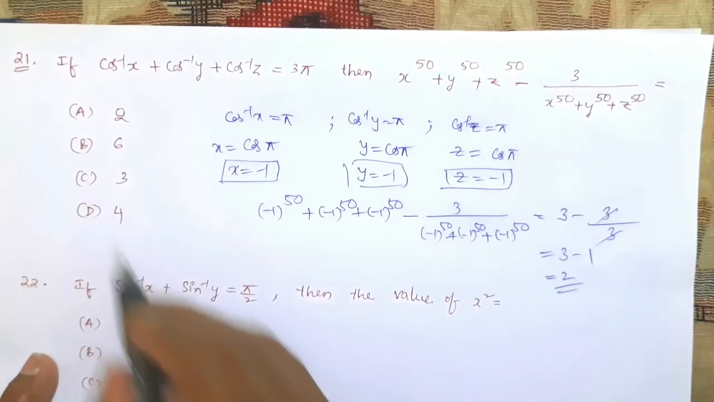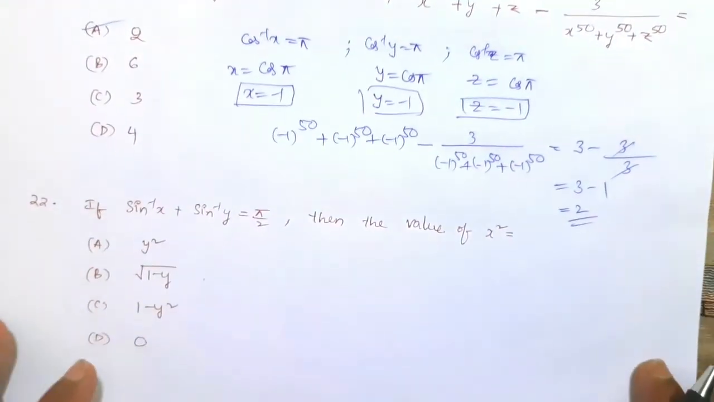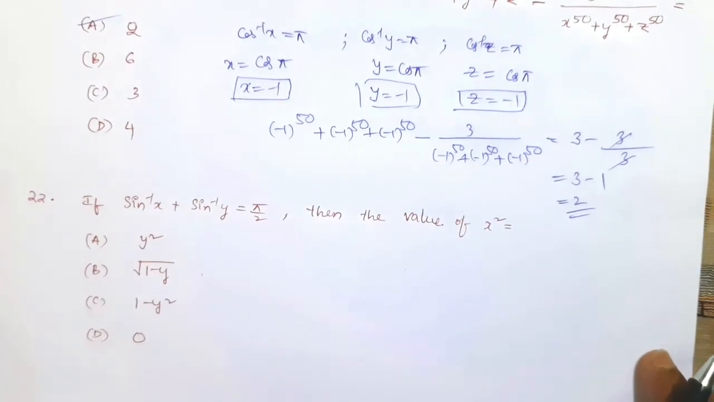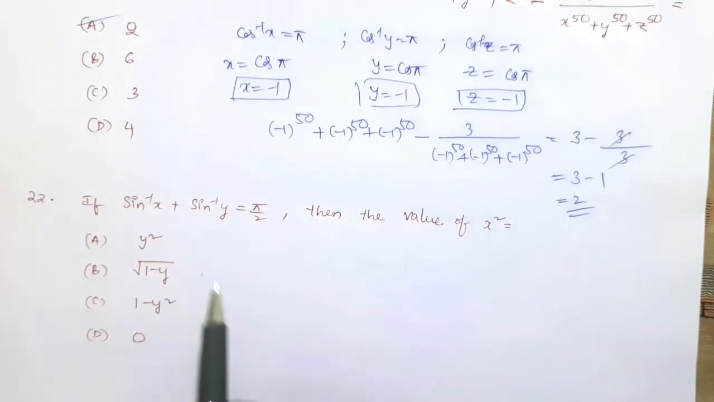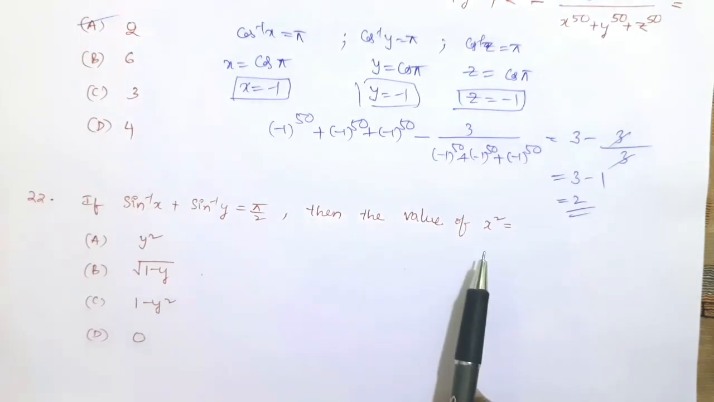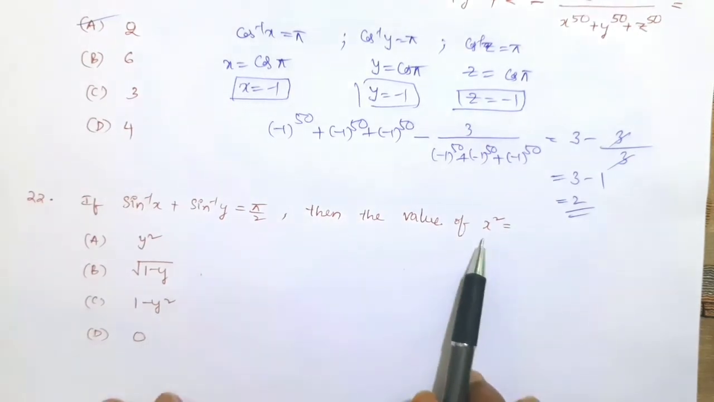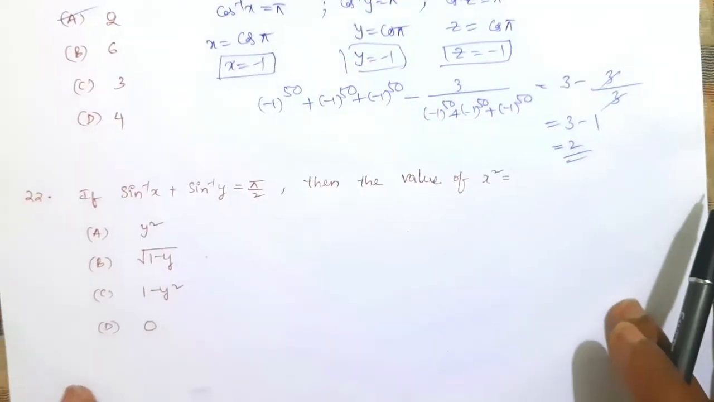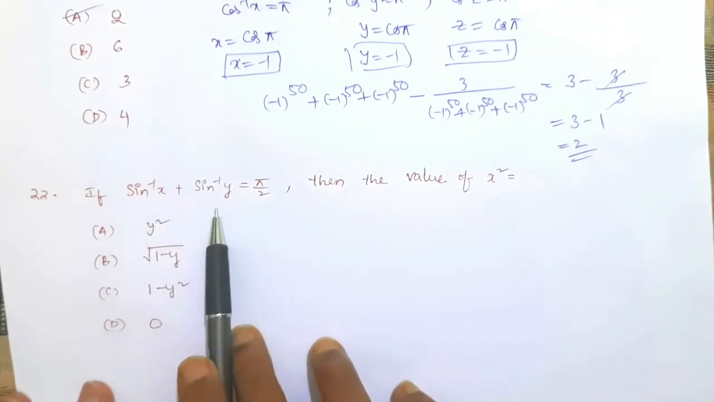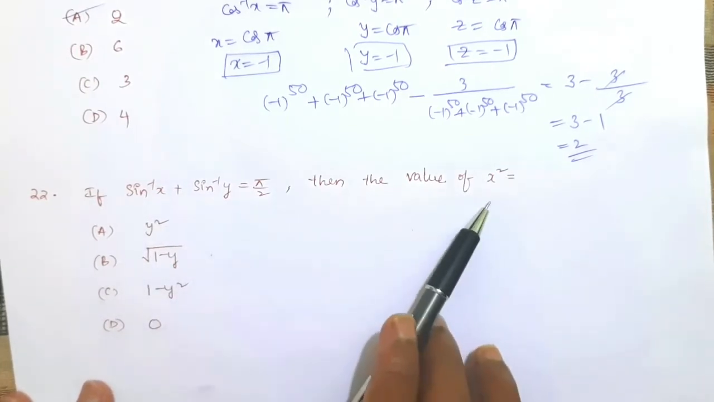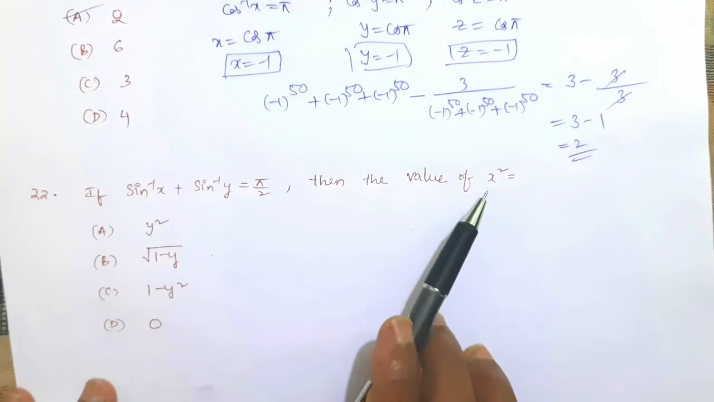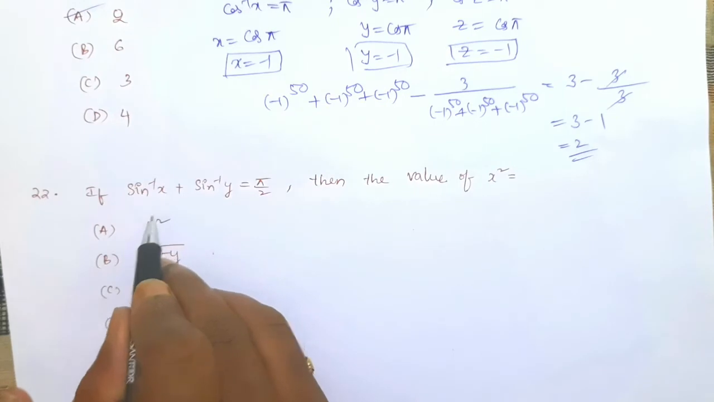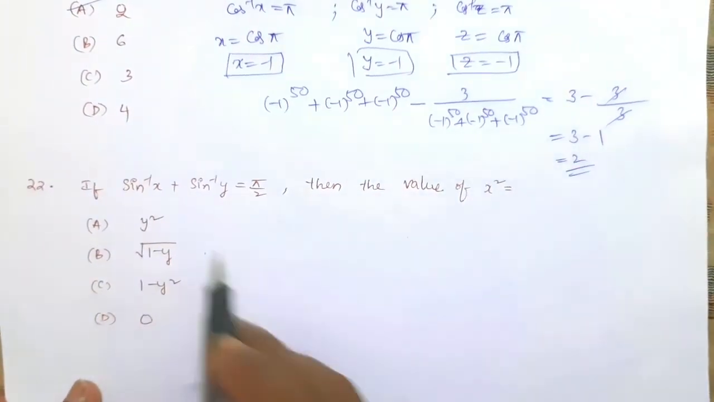Hope you understood this. Next, sin inverse x plus sin inverse y is equal to pi by 2. Here they are not asking in terms of cos inverse, they are asking in terms of only x square. First we need to find the value of x. Given sin inverse x plus sin inverse y is equal to pi by 2, they are asking the value of x square. That means we need to find the value of x.